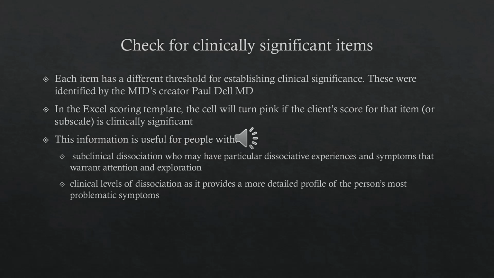So it's quite easy. When you're looking at the results, you can just check your Excel file and see which ones are pink and then refer to them. And within your therapy session, you can also talk about some of those experiences, particularly the ones that are really high, and really focus on those if the person's ready to do that kind of processing.